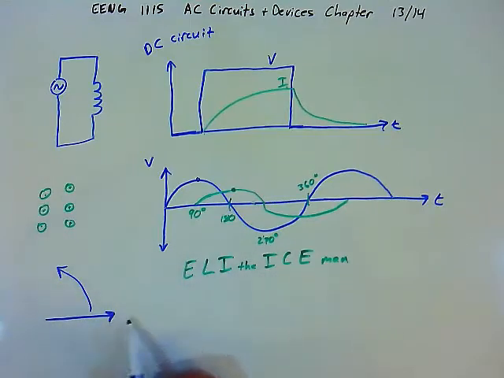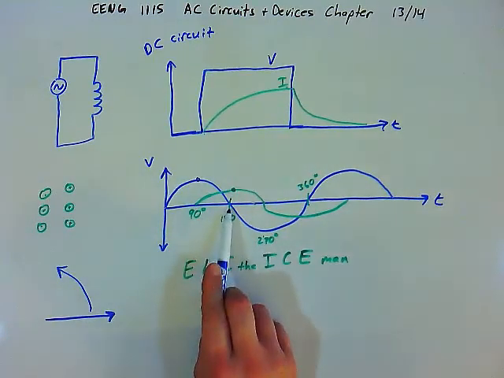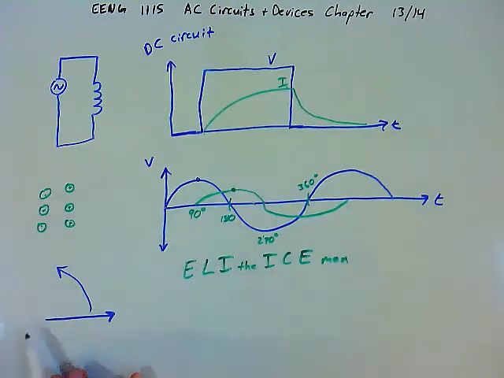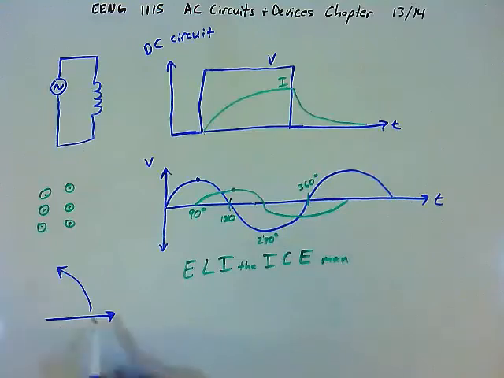And so this represents the coil rotating in the magnetic field. When the coil is perpendicular to the magnetic fields, we get maximum voltage. When it's parallel to the magnetic fields, we get minimum voltage. Right? And so this arrow is a vector that is rotating. We call that a phasor. And it's rotating. That represents the rotating coil in the magnetic field.